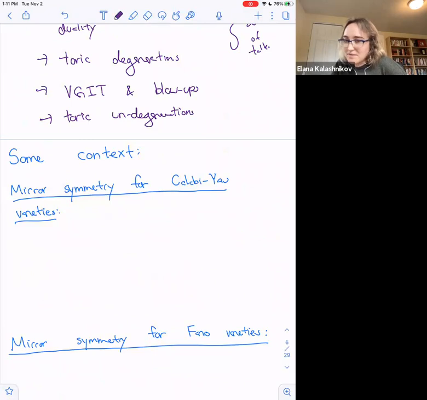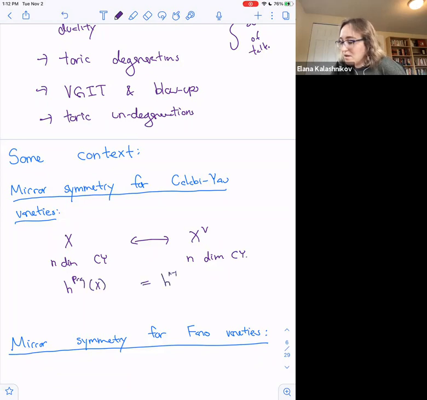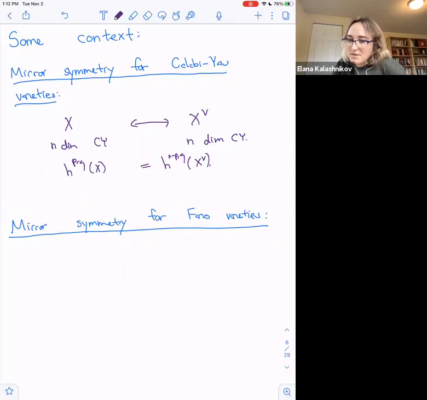So very, very roughly, what does mirror symmetry for Calabi-Yau varieties look like? Well, you have one Calabi-Yau variety, let's say it's n-dimensional, and it's supposed to mirror another Calabi-Yau variety, which is also n-dimensional. And one thing that you would expect is that you get a mirroring of Hodge diamonds. On the other hand, mirror symmetry for Fano varieties looks a bit different. So if X is an n-dimensional Fano variety, you don't expect its mirror to be another Fano variety.